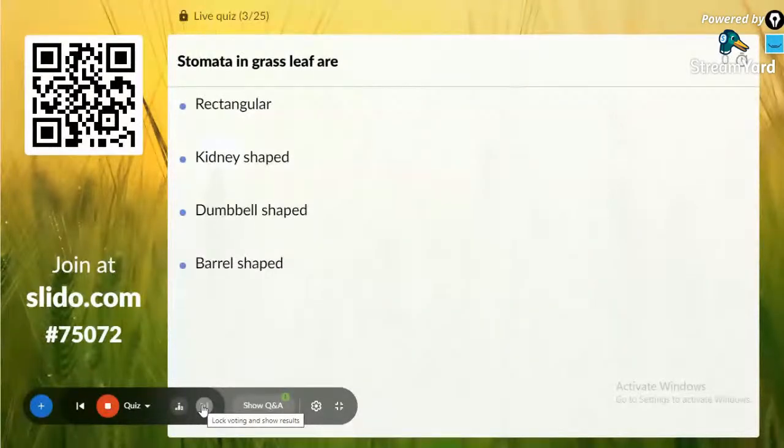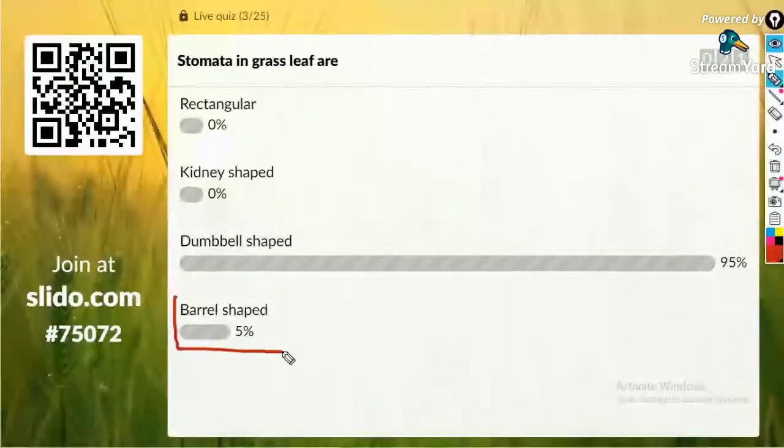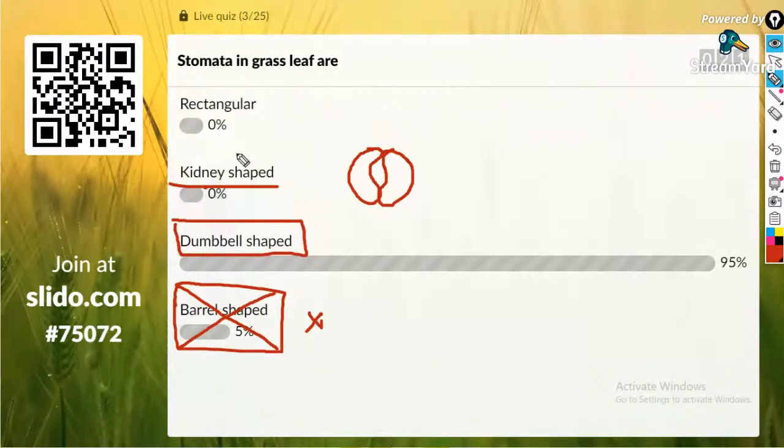Yes, majority answer 95 percent. Guys, I don't know who this person is who voted for barrel shaped. Have you learned about a barrel shaped guard cell in Anatomy of Flowering Plants? No, you have learned about the kidney shaped guard cell in case of dicot plants and dumbbell shaped guard cell in case of monocot. Grass is a monocot.